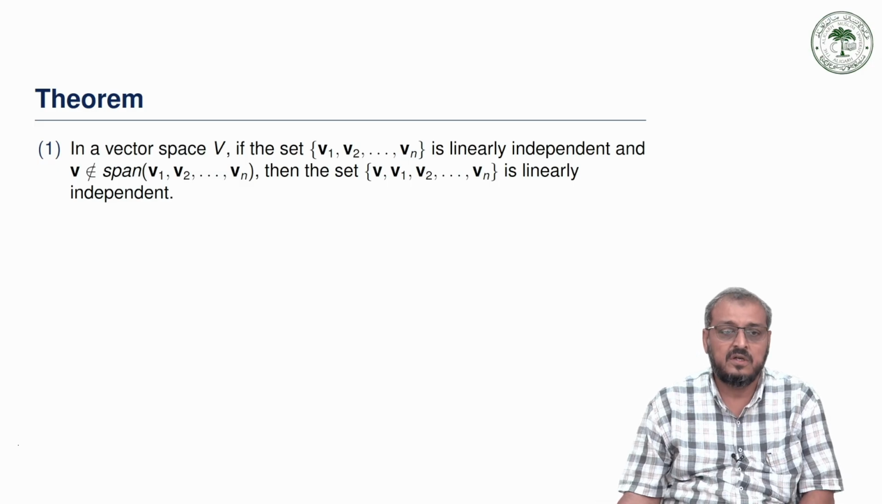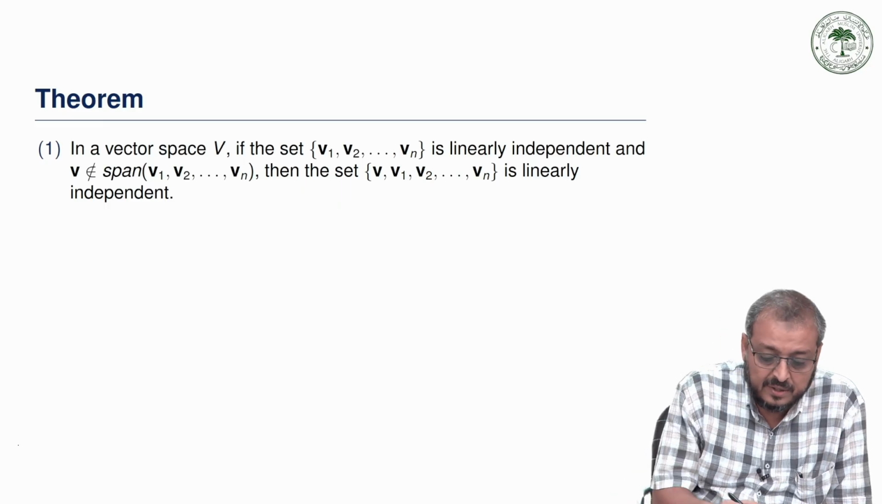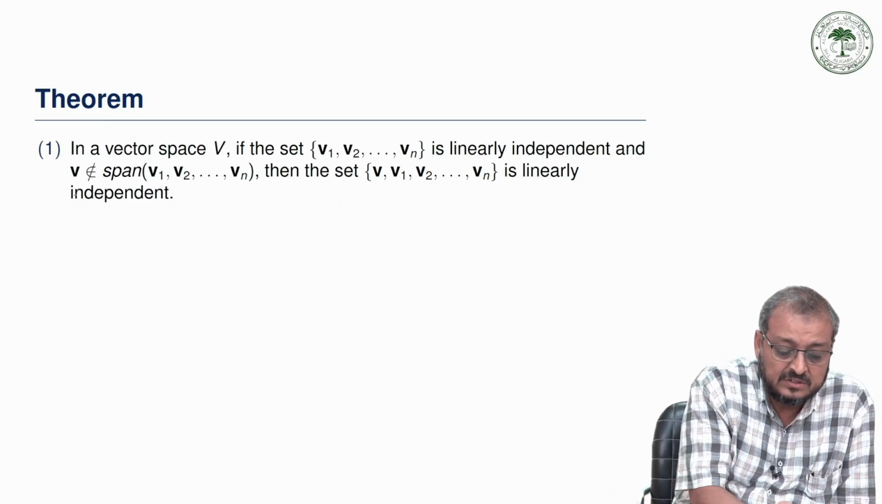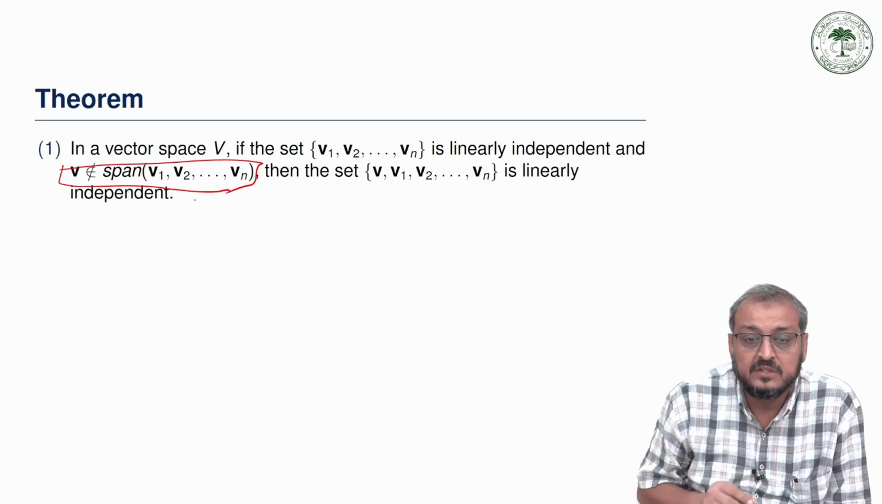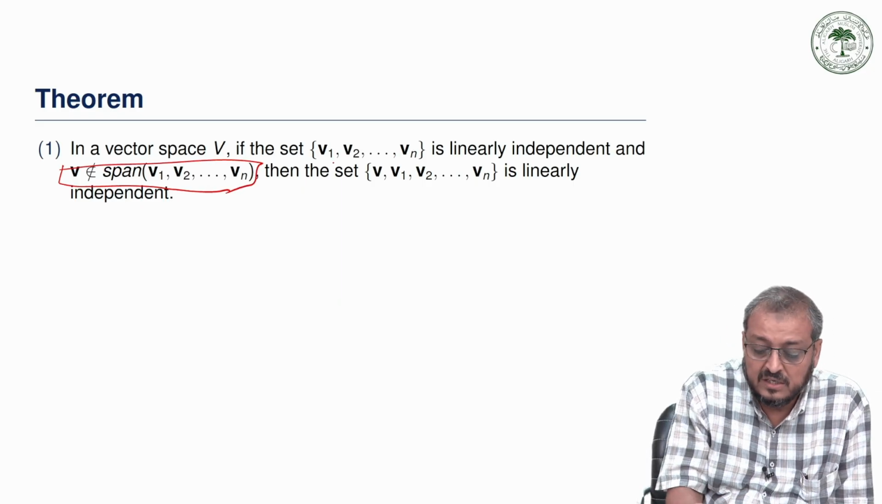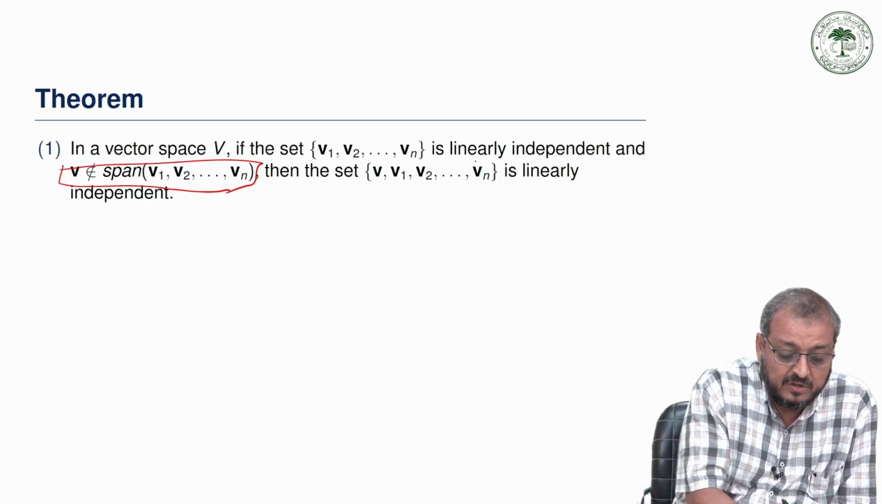If in a vector space V, the set {V1, V2, ..., Vn} is linearly independent, and if V does not belong to the span of V1, V2, ..., Vn, then the set {V, V1, V2, ..., Vn} is linearly dependent. Okay, so two things are given. One is that V is not in the span of this set, and we are also given that the set V1, V2, ..., Vn is linearly independent.